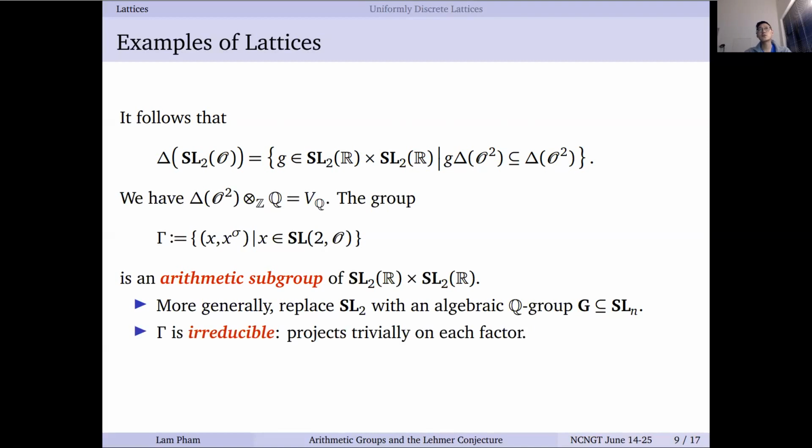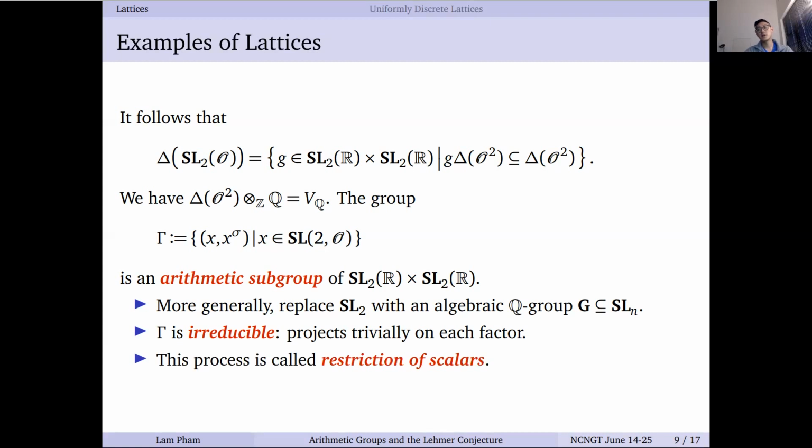And we want to observe something, which is that gamma here is irreducible. So it's not like we take SL2R, we take a lattice, and then we take SL2R and take a lattice, and we just take the direct product of those. This lattice sits inside SL2R cross SL2R in a non-trivial way. It projects trivially on each factor.